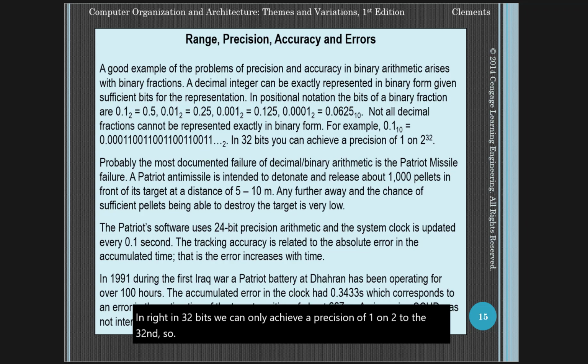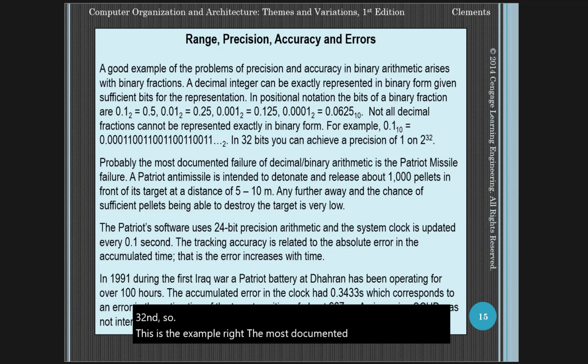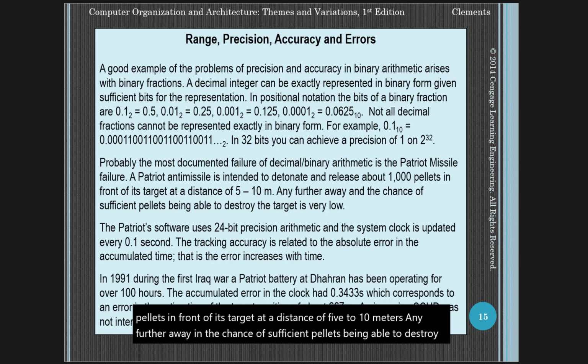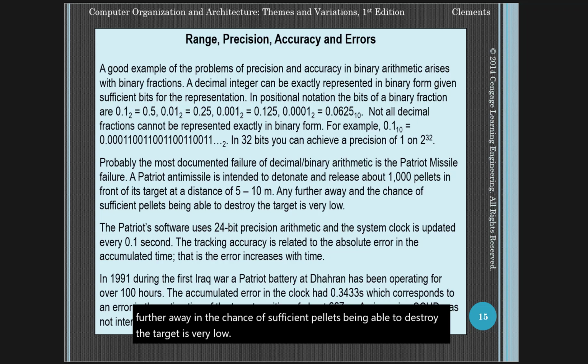The most documented failure of decimal to binary arithmetic is this Patriot missile story, which is a true story. The Patriot anti-missile is intended to detonate and release about 1,000 pellets in front of its target at a distance of 5 to 10 meters. Any further away and the chance of sufficient pellets being able to destroy the target is very low. So the Patriot missile's ground-based tracking radar detects and tracks the incoming target.